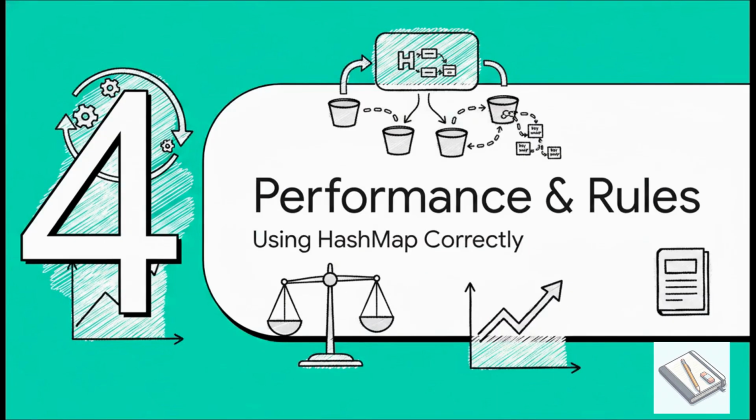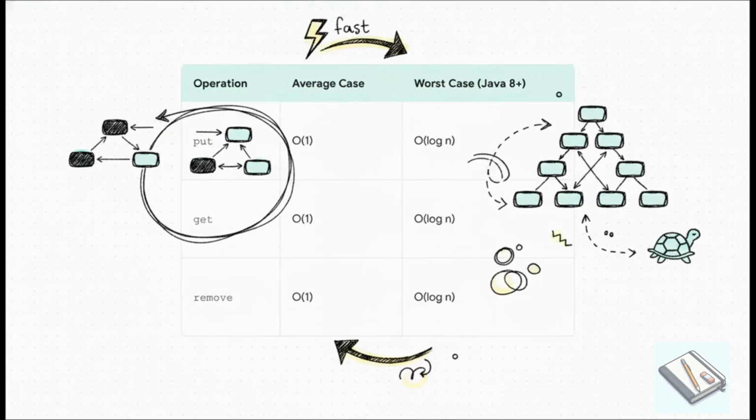All right, let's get to the crucial stuff, understanding the performance you can expect and the rules you absolutely must follow to make sure your HashMap works correctly and stays fast. This table really shows the magic. On average, these operations are constant time, or O of 1. That just means they're incredibly fast, and their speed doesn't depend on the size of the map. Even in the worst-case scenario with tons of collisions, the performance only dips to O(log n), which is still extremely efficient for massive data sets. And that's all thanks to that automatic tree conversion trick we talked about.